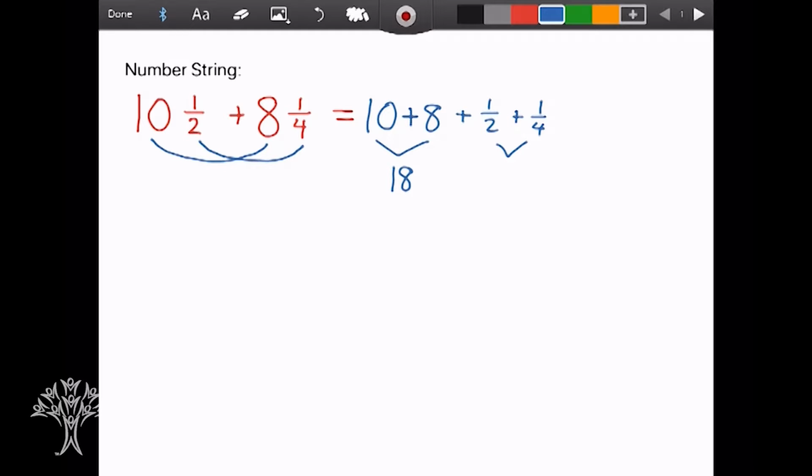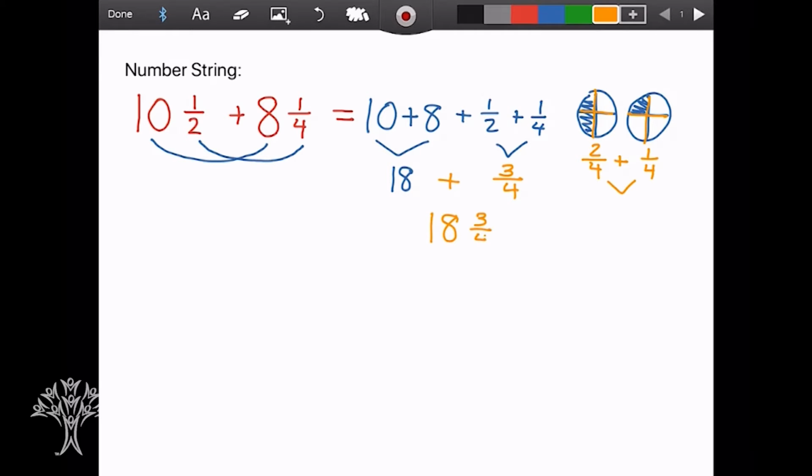And then 1/2 plus 1/4. We need to think of an equivalent fraction here. So here's 1/2, and then here's 1/4. Can you think about how many fourths are in a half? You could actually split the model. Let me use a different color just to show that a little bit better. And you could see that 1/2 is the same as 2/4. So this would end up being 3/4 if I add those together. So the answer to this one is 18 and 3/4.